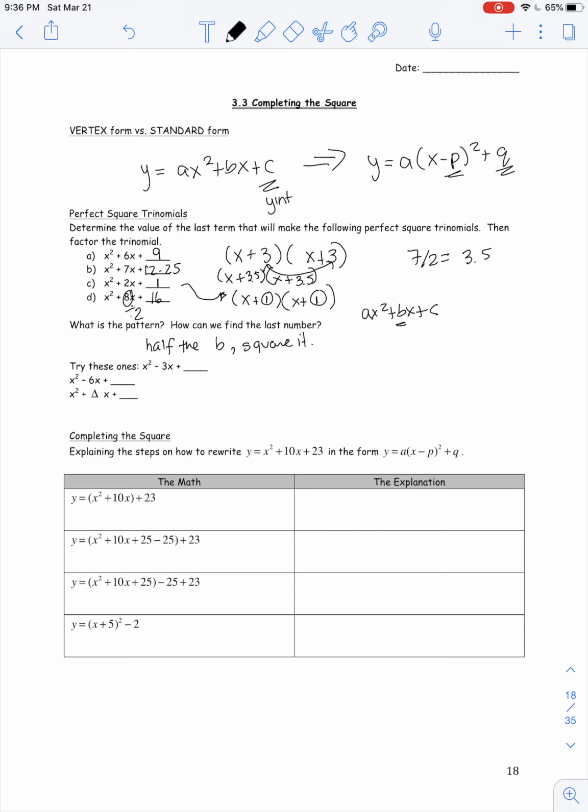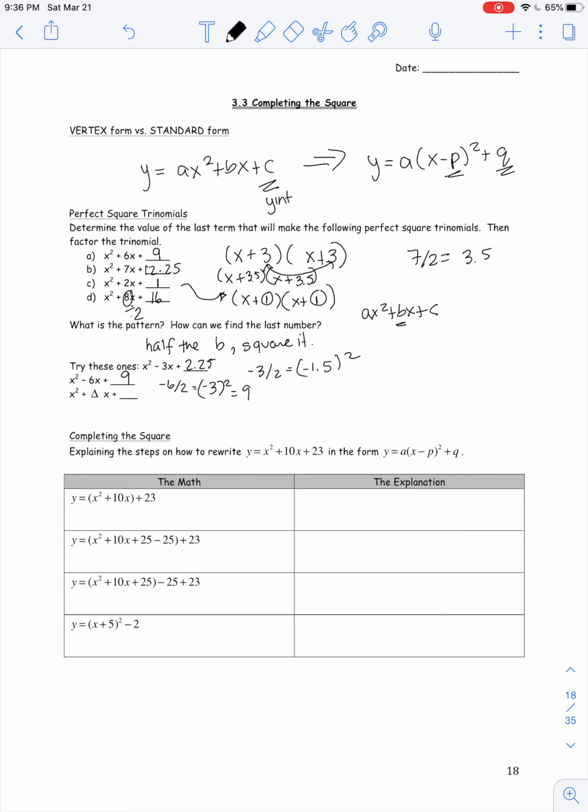So, for example, -3, if I took half of -3, I get -1.5. And then if I square that, I should get 2.25. So that's my constant. If I have -6, if I take -6 divided by 2, I get -3. And if I square that, I get +9.